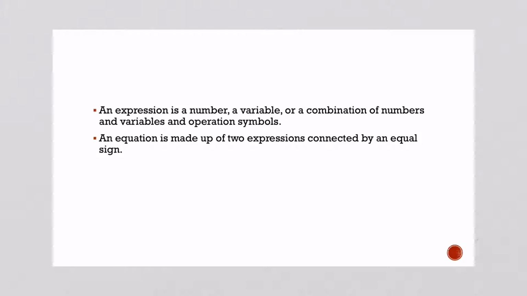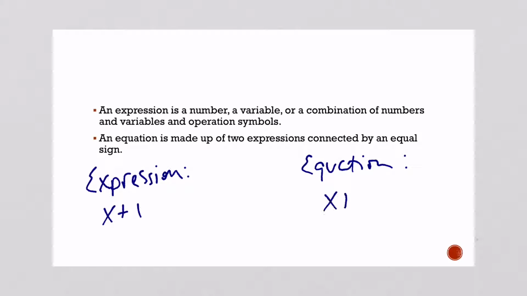So this page is pretty important. It says an expression is a number, a variable, or a combination of numbers and variables and operation symbols. An equation is made up of two expressions connected by an equal sign. In other words, an expression looks like this. An equation looks like this. Notice the difference, that thing right there. So an equation has an expression connected by your equal sign.